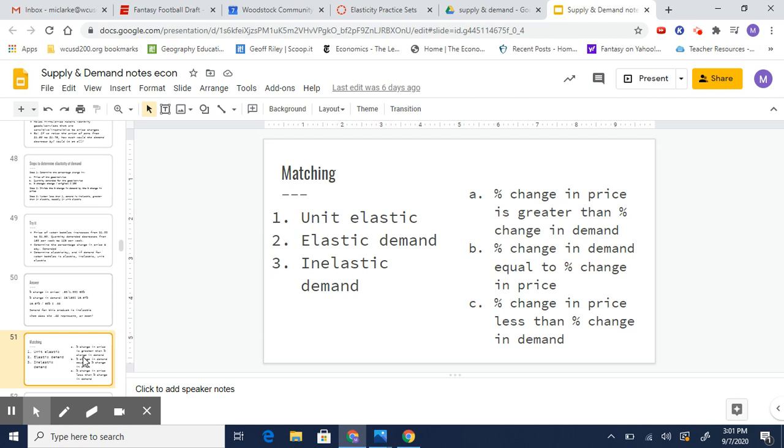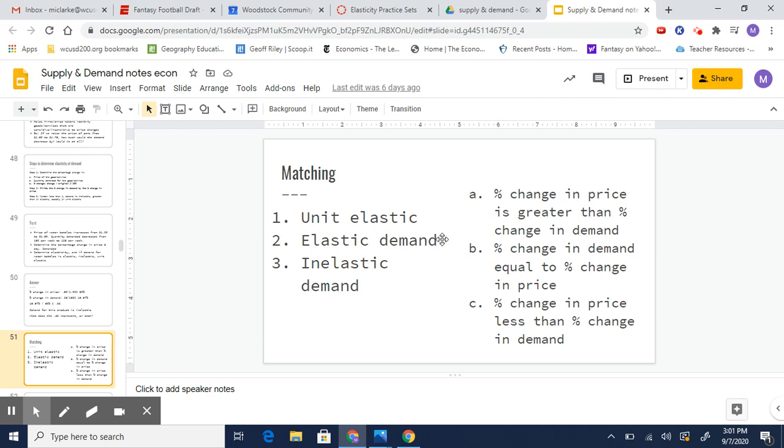Okay, so if you tried this out, unit elastic. This is where you get a number that's 1. It's exactly 1, meaning that for every 1% increase in price, demand falls by exactly 1%. The ratio is exact, it's even. So number 1 would be B. The percentage change in demand is equal to the percentage change in price.